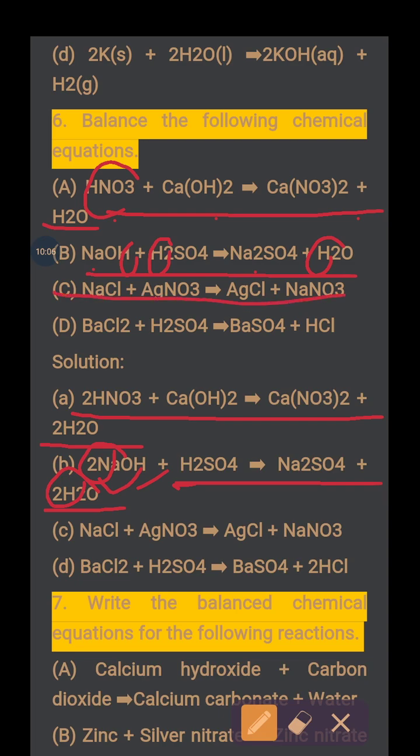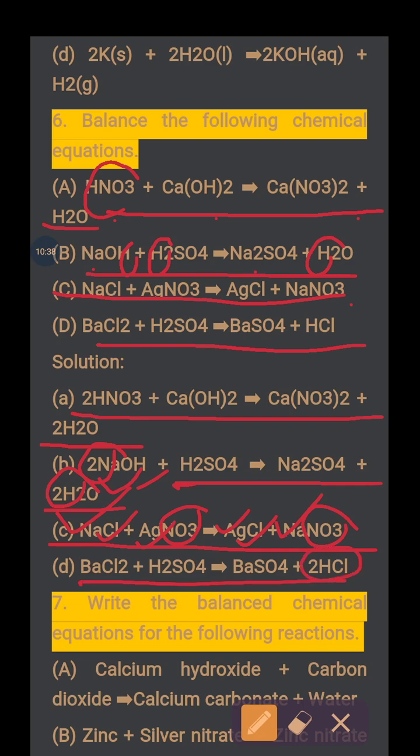Next equation: NaCl plus AgNO3 gives AgCl plus NaNO3. Do we need to balance it? No, we don't, because it is already a balanced equation. Na 1, Na 1, Cl 1, Cl 1, Ag 1, Ag 1, NO3 1, NO3 1. No need to balance. BaCl2 plus H2SO4 gives BaSO4 plus HCl. It is also balanced except for the HCl molecules. Here there is HCl only, so we have to balance by putting the coefficient on HCl.